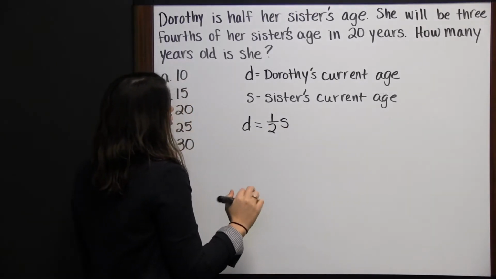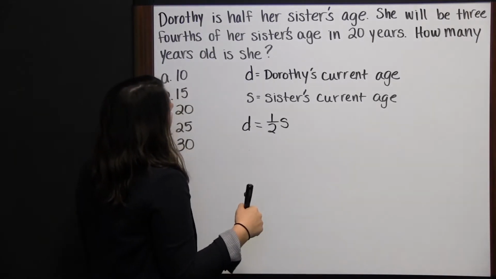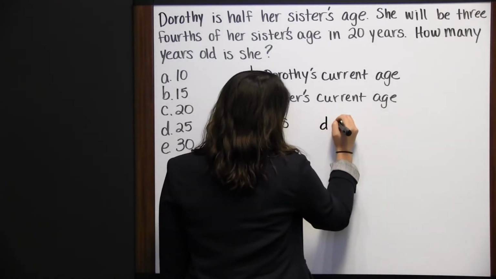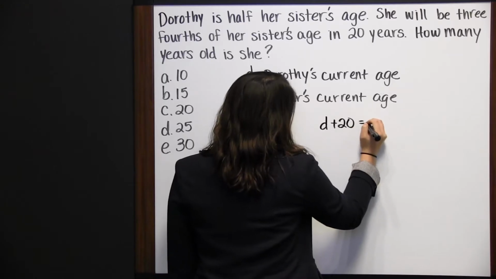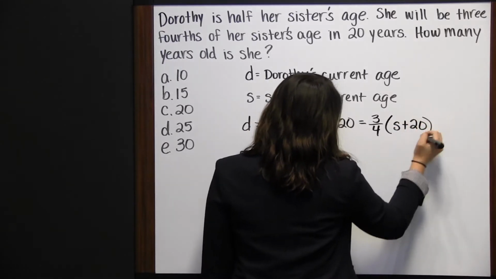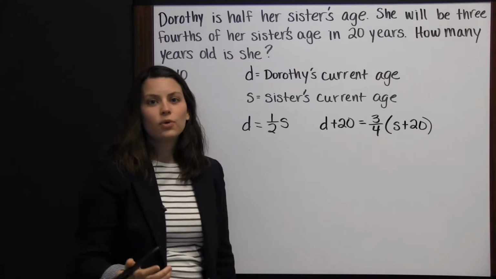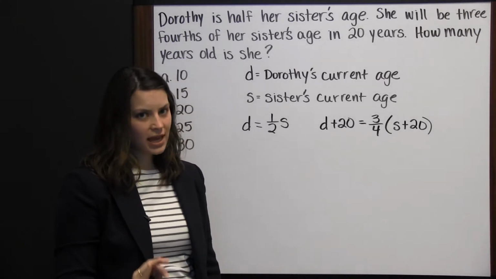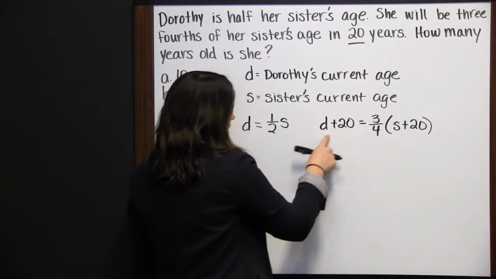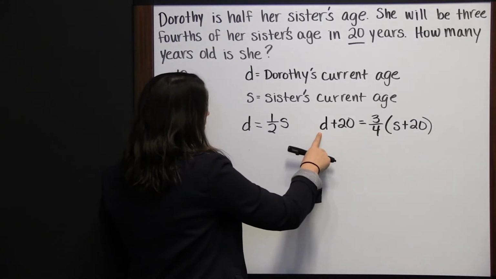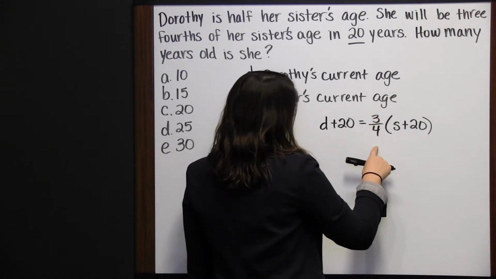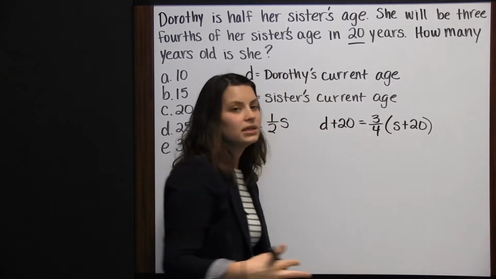The next sentence says she will be, so Dorothy will be 3/4 of her sister's age in 20 years. So Dorothy in 20 years will be 3/4 of her sister's age in 20 years. Remember that D and S were Dorothy and her sister's current ages. So when they talk about in 20 years, that means we have to add 20 to their current age. So Dorothy's age in 20 years, so plus 20, will be, or equals, 3/4 of her sister's age, also in 20 years.